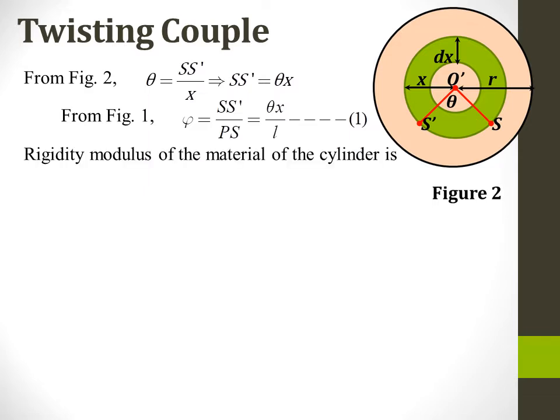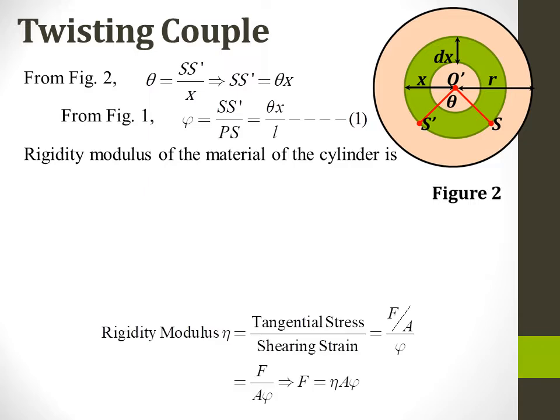In order to find the rigidity modulus of the material of the cylindrical wire, we are going to have a small recap. Rigidity modulus is given by the ratio between the tangential stress and the shearing strain. Tangential stress is denoted by F by A, where F is the restoring force and A is the area of cross section of the cylindrical wire, and phi is the shearing strain. So putting everything together, we have the shearing force F equal to eta A phi.